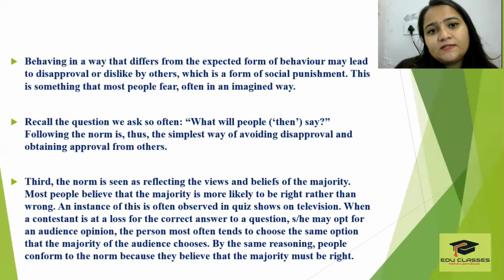Behaving in a way that differs from the expected form of behavior may lead to disapproval or dislikes by others. जैसे मान लो अगर आप differently behave करते हो of how the society expects you to behave, then it makes you feel as if people will dislike you or disapprove of you, which is a form of social punishment. And this is something which is not liked by us as humans because we feel that this is a way of socially punishing us.